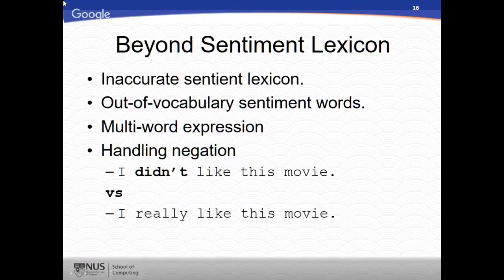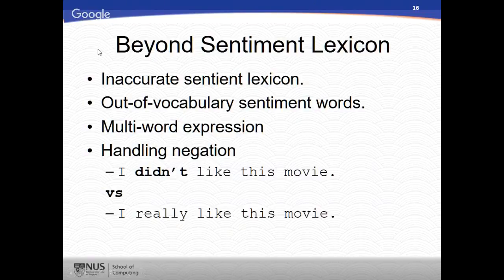Okay, since we have these lexicons, is it enough for our sentiment analysis? The basic algorithm is just to count the number of positive words and negative words, but there are still a lot of problems to solve, right? For example, the first problem is inaccurate sentiment lexicons. Since there is disagreement, the lexicon is not completely accurate, right? The second problem is out-of-vocabulary sentiment words. What if a word appears that doesn't appear in any lexicon?